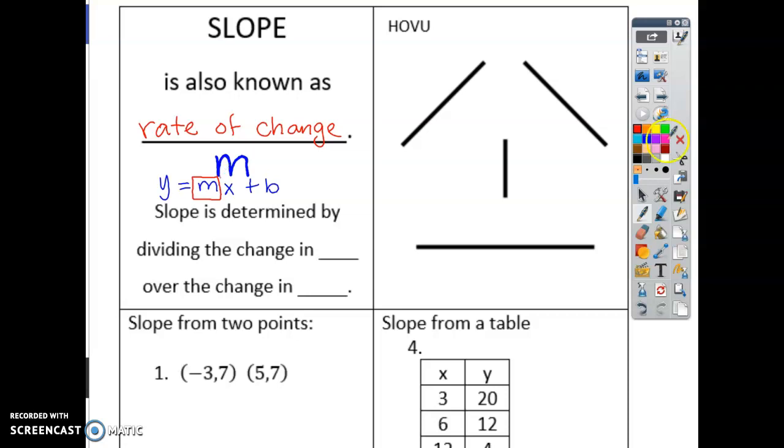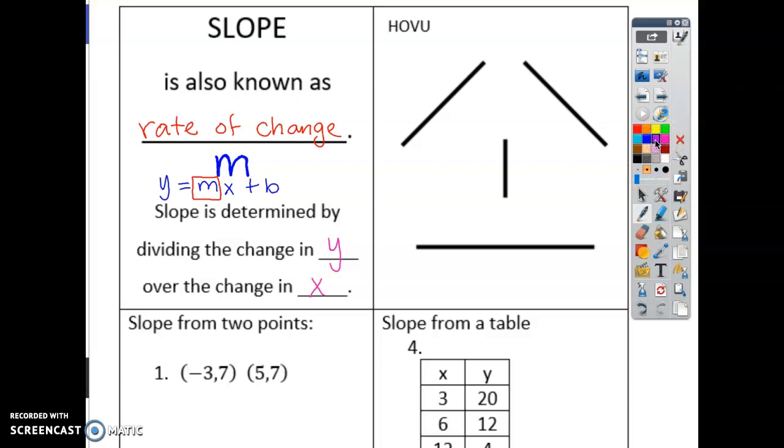Okay, so slope, hold on. The way that we determine slope is by dividing the change of y over the change in x. So however much the y's are changing by, divided by what the x's are changing by. Okay, so we're going to do that in just a little bit.